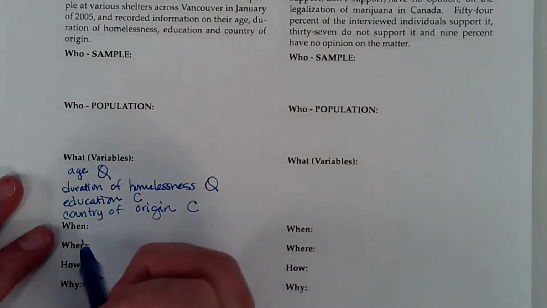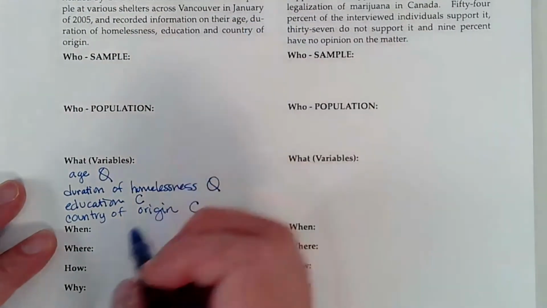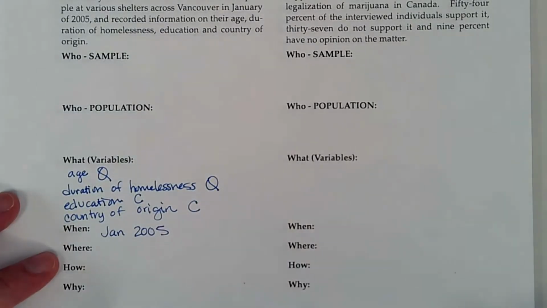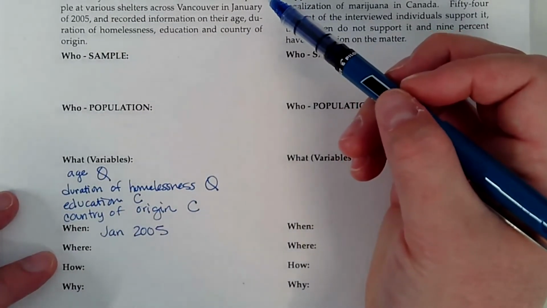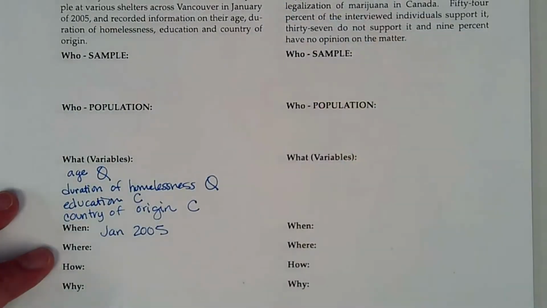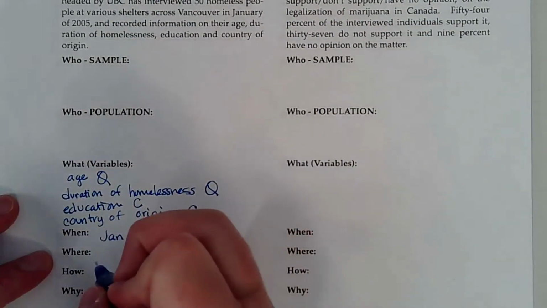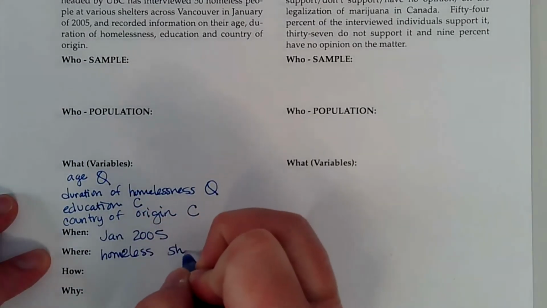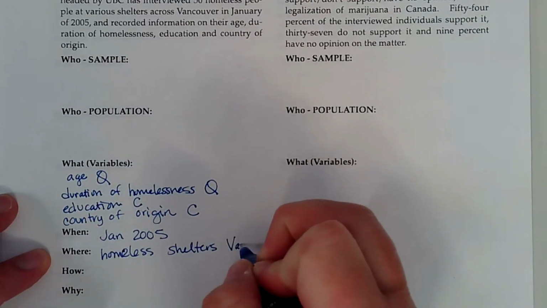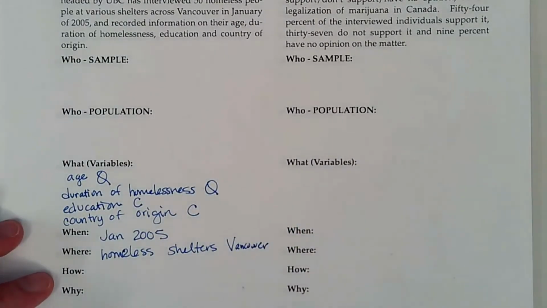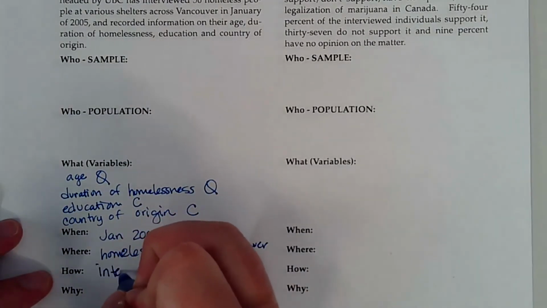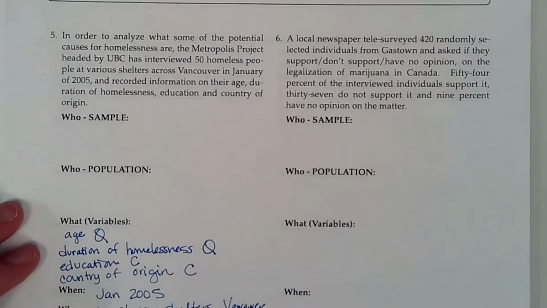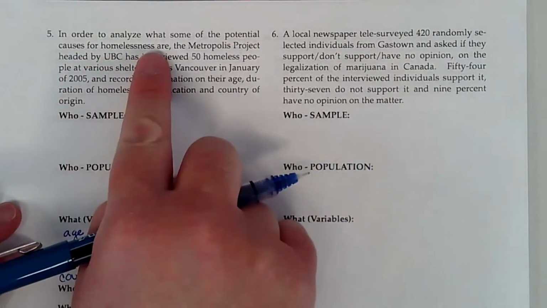All right, the when. So this says January of 2005. The where. So let's see. It says they interviewed 50 homeless people at various shelters across Vancouver. So I guess the where would be homeless shelters in Vancouver. The how, they said they interviewed. And the why. So it says they're looking for some of the potential causes for homelessness.